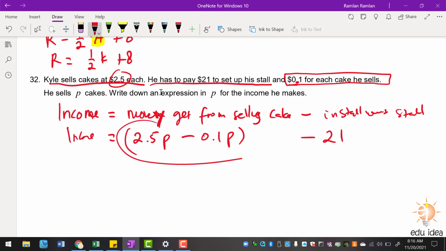So we can simplify this. 2.5p minus 0.1p is 2.4p, and then minus 21. So this is the income that he will get.